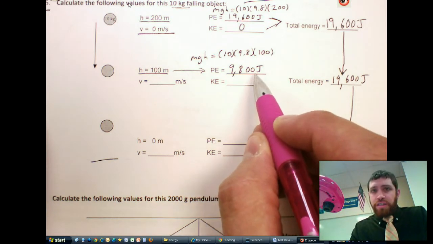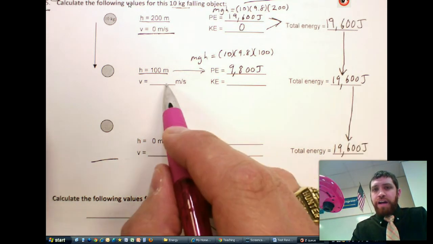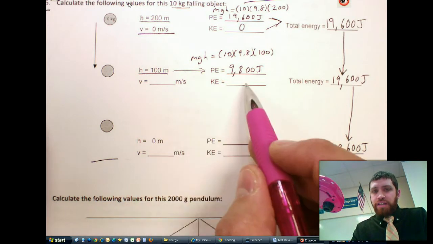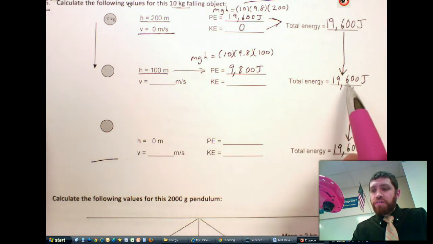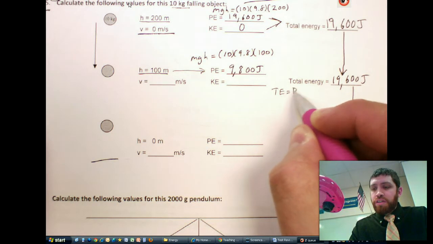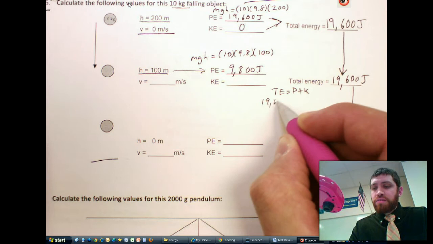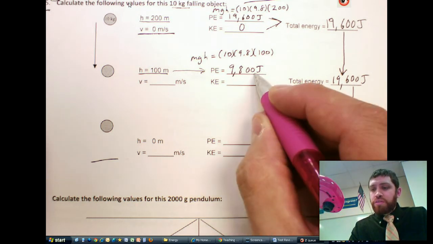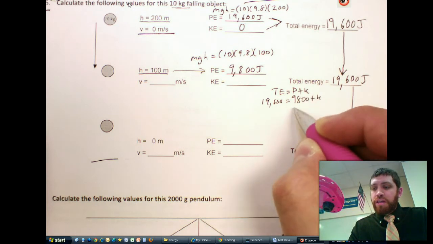9,800 joules is the total energy here. Now, how can we figure out velocity and kinetic energy? We can't know kinetic energy yet. Well, technically we can. I take that back. We can know kinetic energy. If we know that this is the total energy, and the total energy is potential plus kinetic, then we can say 19,600 equals 9,800 is the potential energy plus kinetic.